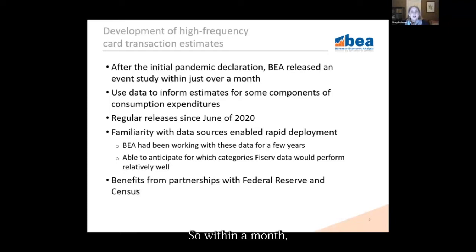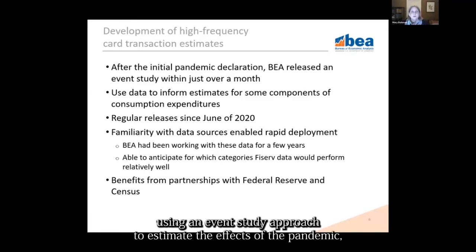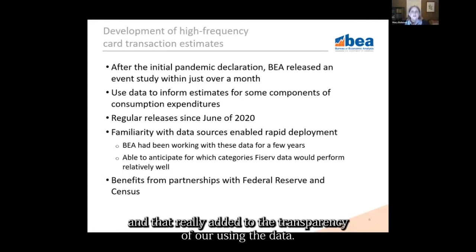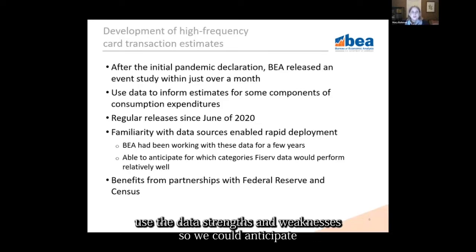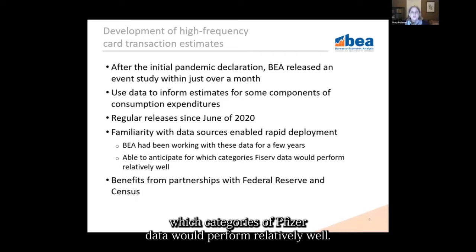So within a month, BEA staff had published a working paper using an event study approach to estimate the effects of the pandemic. And that really added to the transparency of our using the data. We'd also learned a few things from earlier use, the data strengths and weaknesses, so we could anticipate which categories of Fiserv data would perform relatively well.